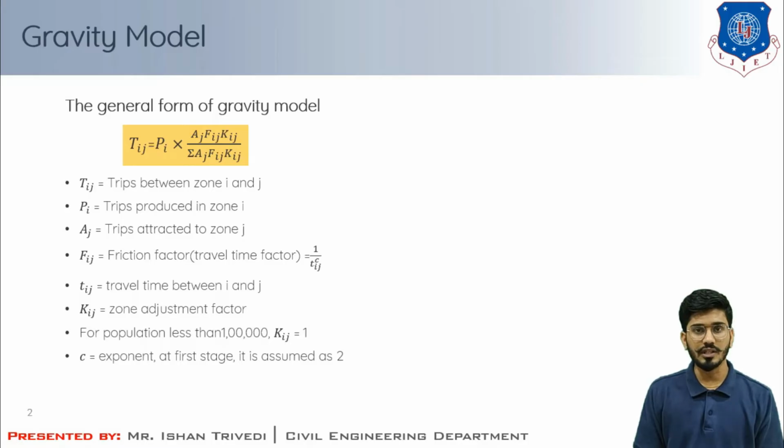For a population near 10 lakh, we have the zone adjustment factor Kij equal to 1. Then we have c, that is the exponent. At the initial stage, you can take this value as 2. Now let us understand the problem statement, and based on that we are going to compute the solution.